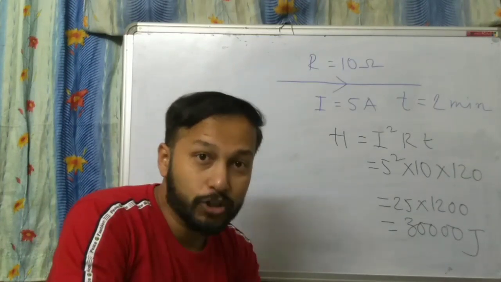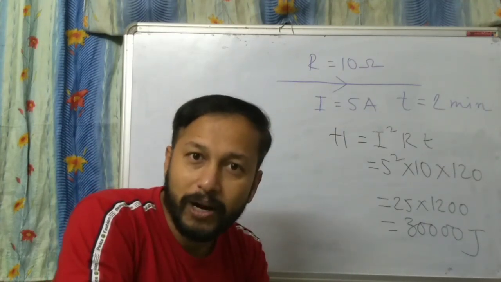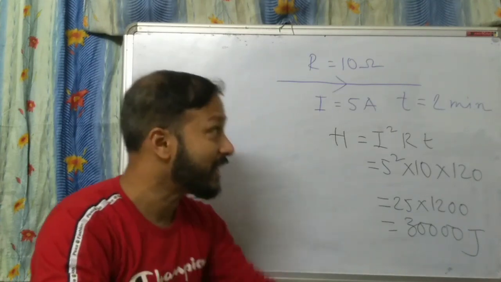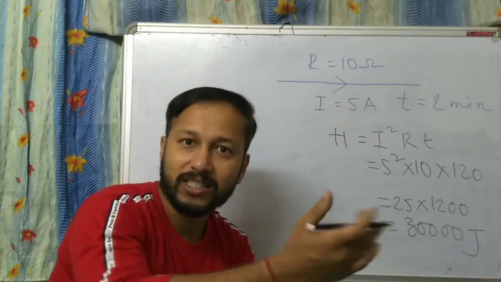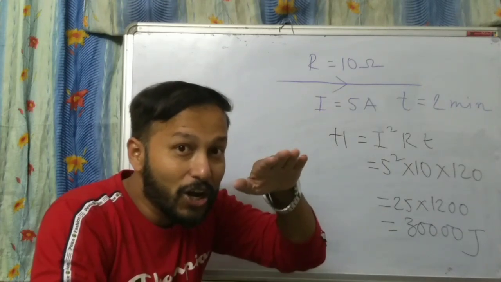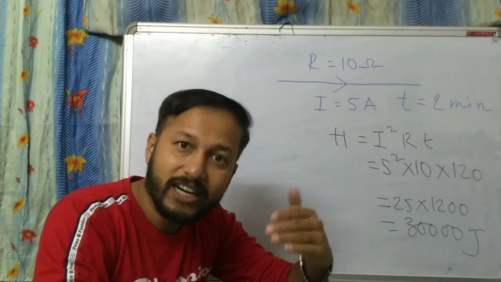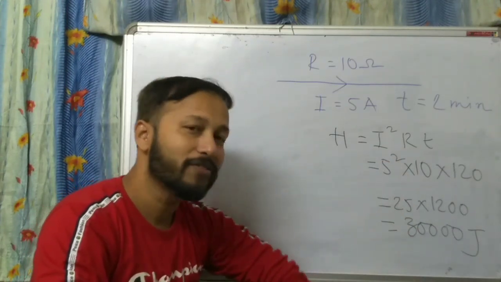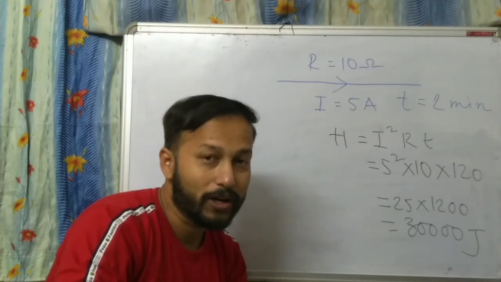But you also have to know the reason for the production of heat. Why is heat produced? Because current is passing through that conductor and that conductor has a resistance. So to overcome that resistance, current is passing, and because of that some energy is lost, and that lost energy is converted into heat energy. Understood? And this is the formula of heat energy production. I hope you understood this.